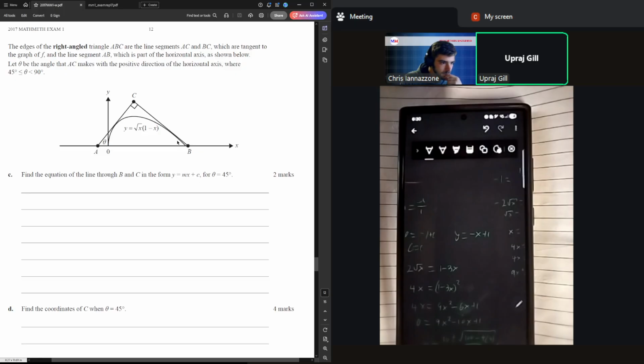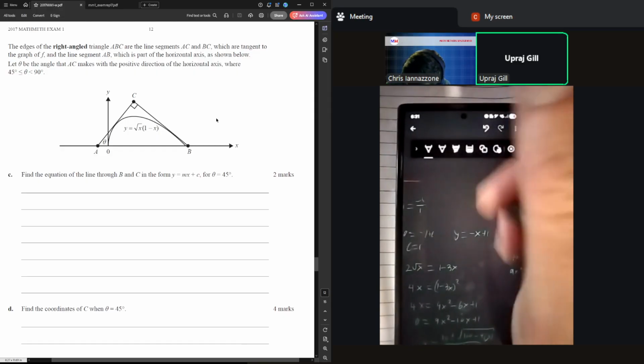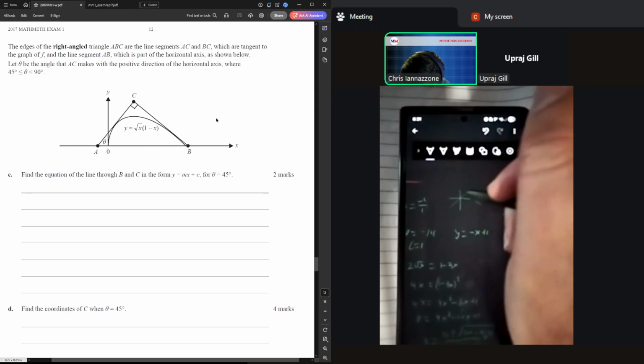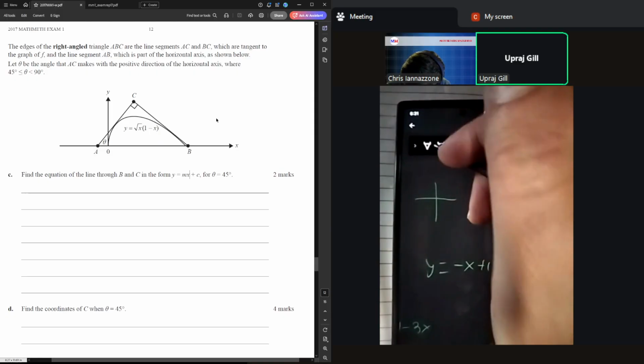Okay, wait, hold up. So you know when we have a gradient of just positive x, it goes straight through the origin and goes up. Every single x and y coordinate is usually the same. It's the same way for negative x. It'll just be a flip.